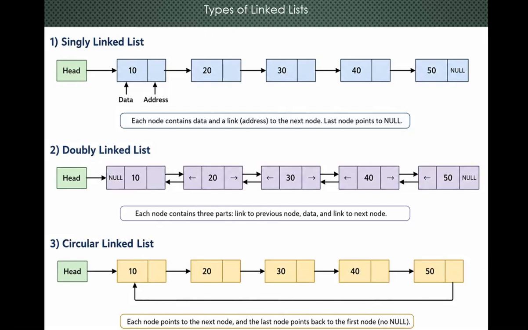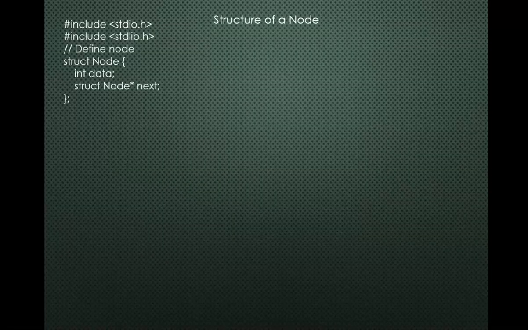Circular linked list: the last node points back to the first node. So each node points to the next node, and the last node points back to the first node. It is not null here. So in today's presentation, my focus is only on singly linked list.